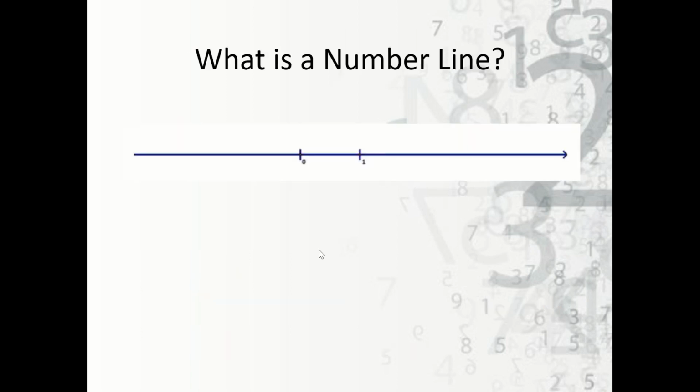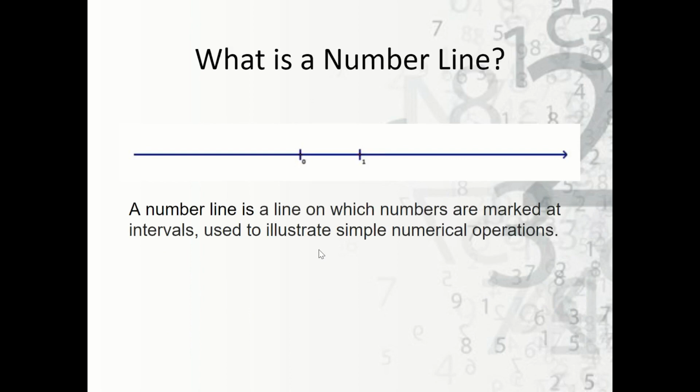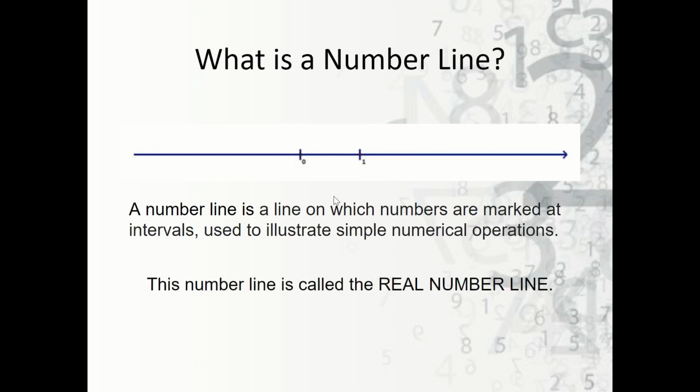First of all, what is a number line? A number line is a line on which numbers are marked at intervals used to illustrate simple numerical operations. So for instance, here's 0, here's 1. This number line in particular is called the real number line because it represents all the real numbers.